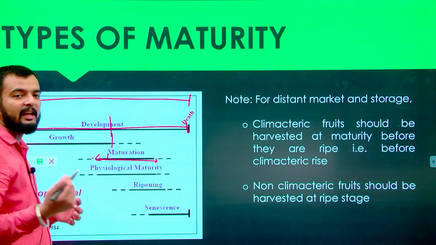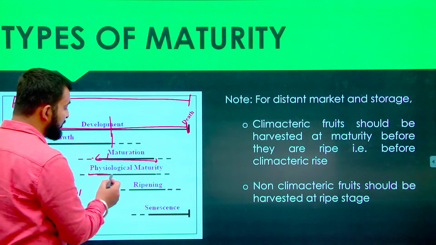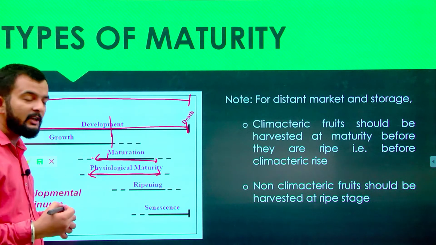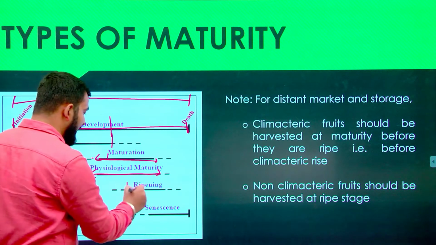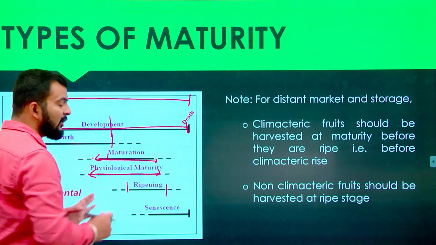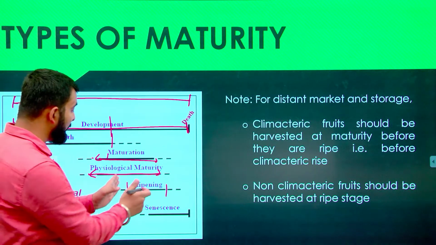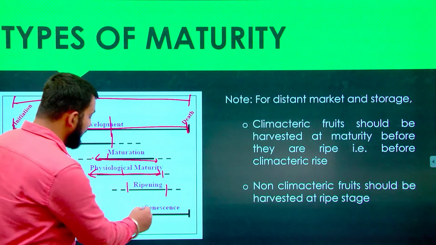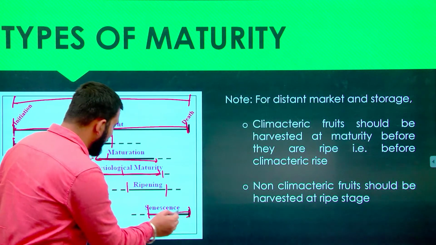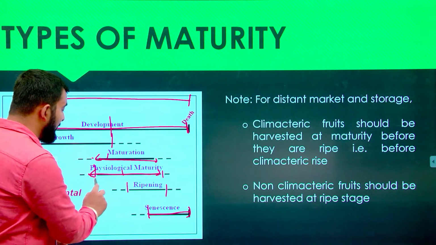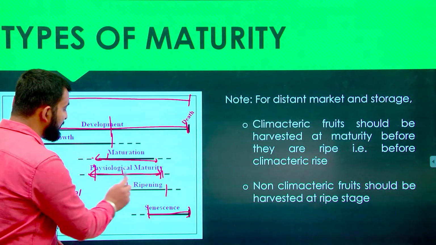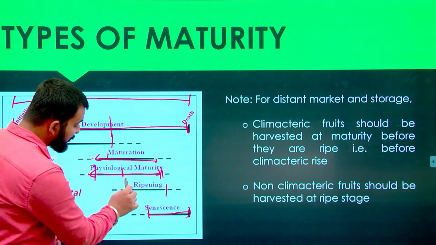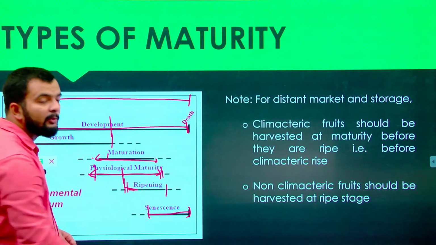Then maturation will take place, and then physiological maturity, if you see, is the same as the biological maturity of the fruit. Now ripening is a part of physiological maturity. At the end of physiological maturity, your ripening will begin, and after ripening your senescence will begin. So you can understand physiological maturity based on this. Physiological maturity is a part of maturation which also includes ripening of the fruit.